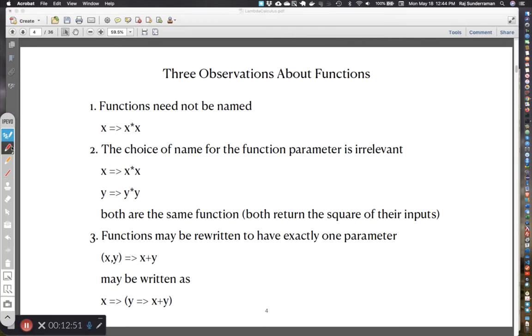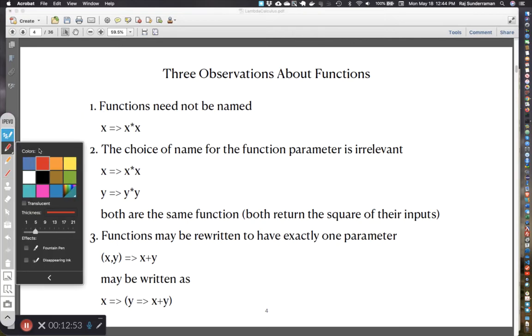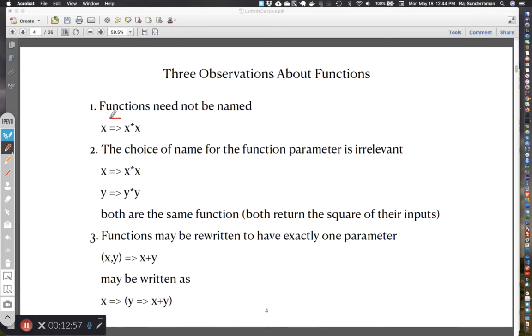Here's a function which is written in a particular notation, and we may use this notation subsequently as well. There's an arrow, or equal-greater sign, in the middle that separates the inputs from the outputs. To the left of it is the input, and to the right of it is the output.